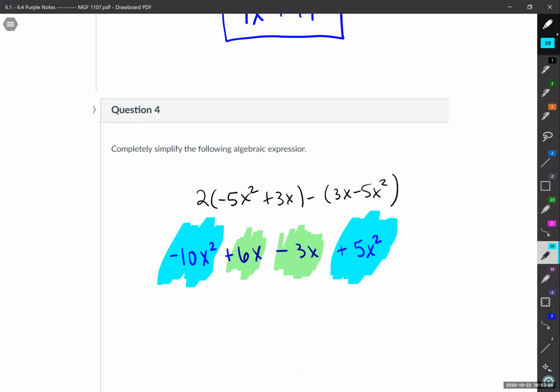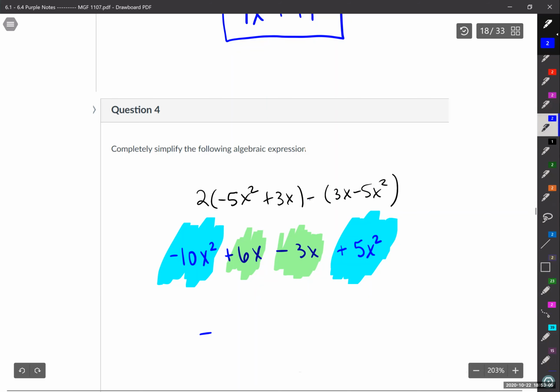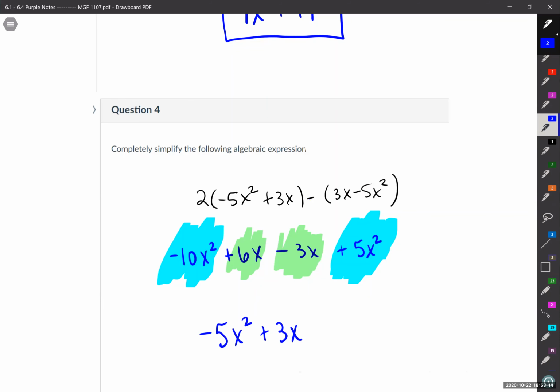So we're going to combine the x squareds. I have negative 10x squared plus a 5x squared would leave me with negative 5x squared. 6x minus 3x would leave me still with the positive 3x. And that's what this looks like, completely simplified.